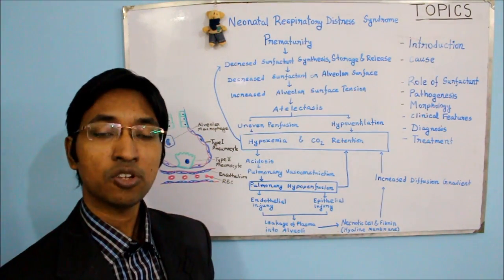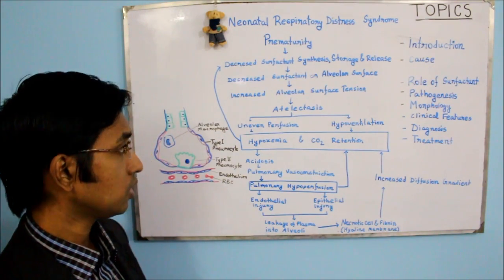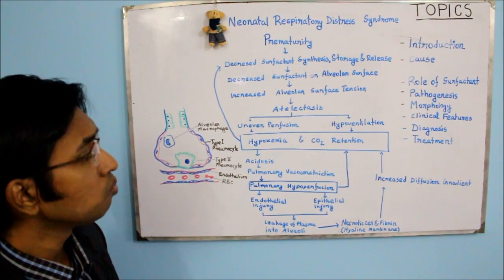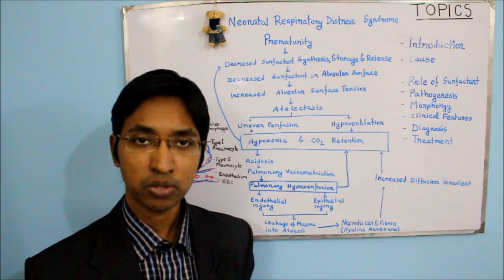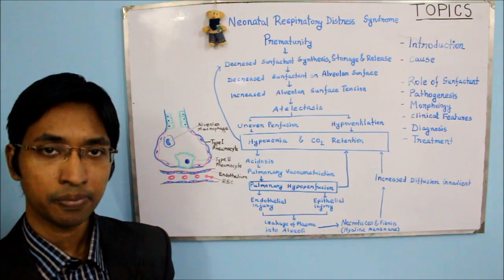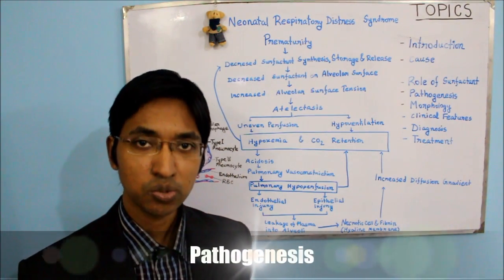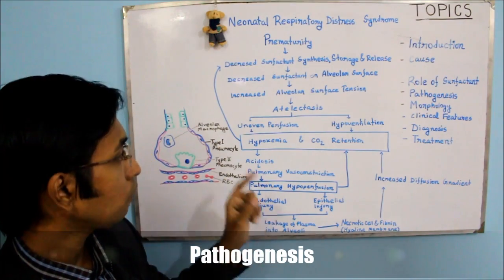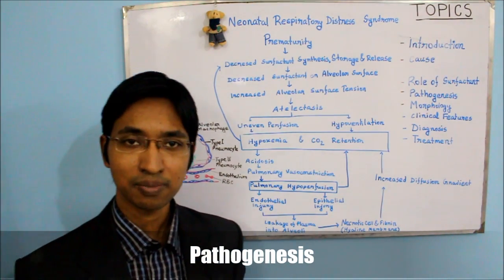So now that we have talked about the role of surfactant in this disease, now we will move on and talk about the pathogenesis of this disease. And in order to do that, you can see that I have drawn a flowchart in the whiteboard.